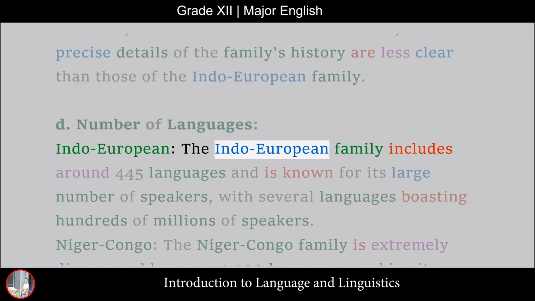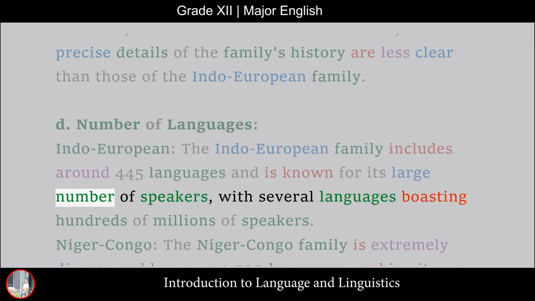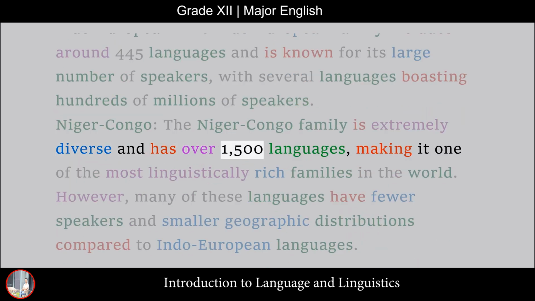Indo-European. The Indo-European family includes around 445 languages and is known for its large number of speakers, with several languages boasting hundreds of millions of speakers. Niger-Congo. The Niger-Congo family is extremely diverse and has over 1,500 languages, making it one of the most linguistically rich families in the world. However, many of these languages have fewer speakers and smaller geographic distributions compared to Indo-European languages.